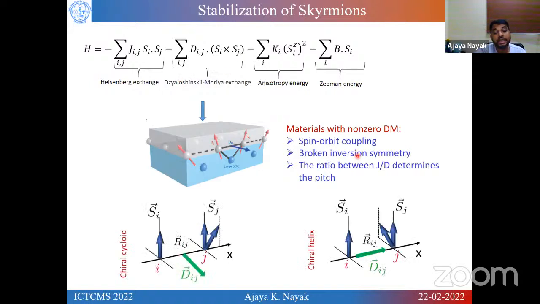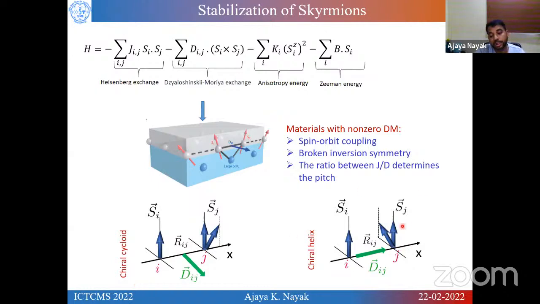So depending upon the nature of the symmetry of this material, we can get different directions of the DMI vector, and we can get a chiral cycloid or chiral helix. In case of chiral cycloid, we generally get Néel skyrmion, and in most cases, if we take a bilayer material like a thin film material, we get a chiral cycloid, because in this kind of material, this kind of DMI is preferred.